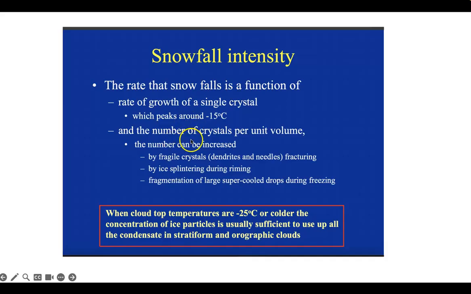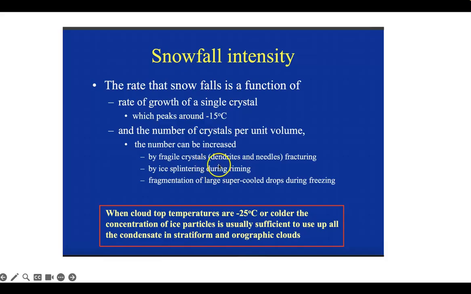The other way you can increase snowfall intensity is to increase the number of crystals per unit volume. This sounds counterintuitive, but the way you do this is if you have fragile crystals like dendrites and needles fracturing. So think of it this way. Even though you want a big snowflake, if it fractures, it actually increases the number of flakes in that area. And that's the same thing with ice splintering during riming.